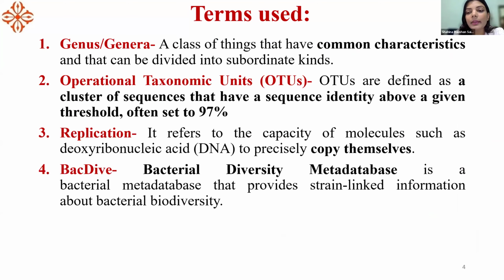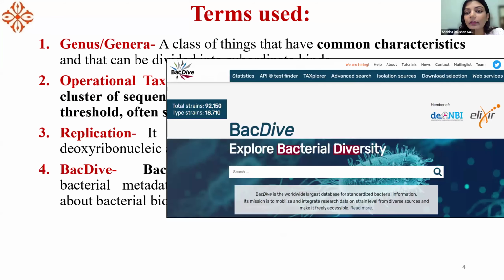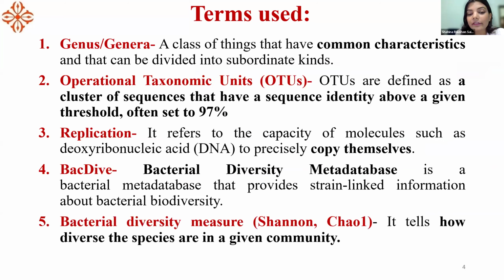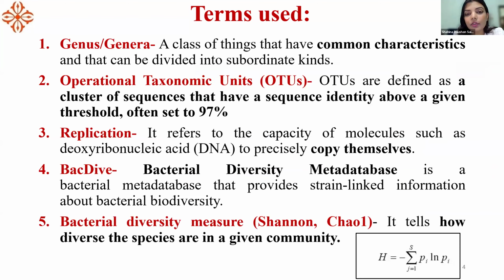Replication is generally the process of further amplification of our bacterial species. Next is BacDive. It is a bacterial diversity metadatabase where we can get information on bacteria, with about 92,000 species of bacteria present. Bacterial diversity is measured with the help of Shannon and Cowan, based on entropy measurements.